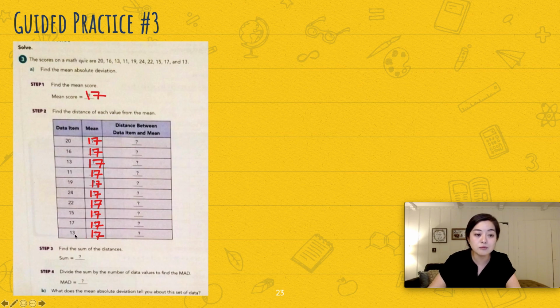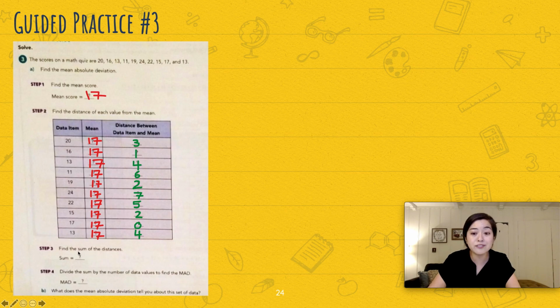All the data items are already in our chart for us. All we need to do now is find the distance between the data item and the mean. Distance between this data item and the mean is 20 minus 17, which is 3. Then here, 16 and 17, the distance is 1. 13 and 17, the distance is 4. And so on like this. So this is the distance between the data item and the mean.